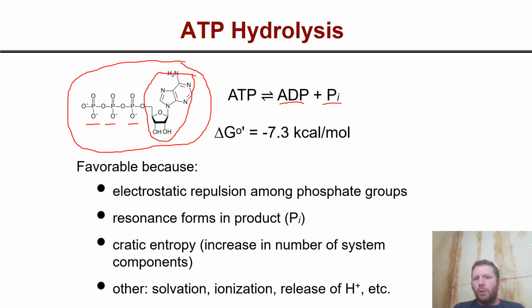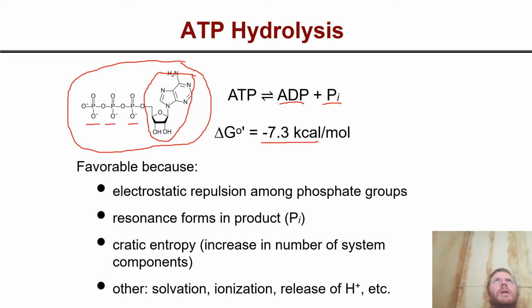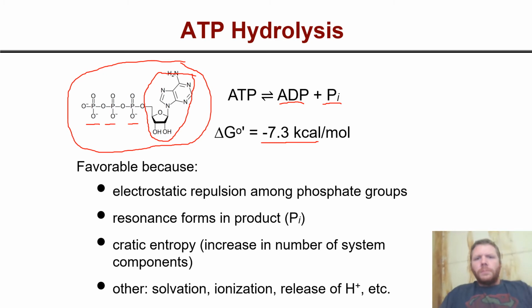The delta G naught prime for that, so the free energy change for that reaction under non-standard conditions, is negative 7.3 kilocalories per mole. So units here are important. This is kilocalories per mole. Okay, this is overall though, independent of the units. What's the sign of that delta G? It's negative. Therefore, is it favorable or unfavorable? It's a favorable reaction.